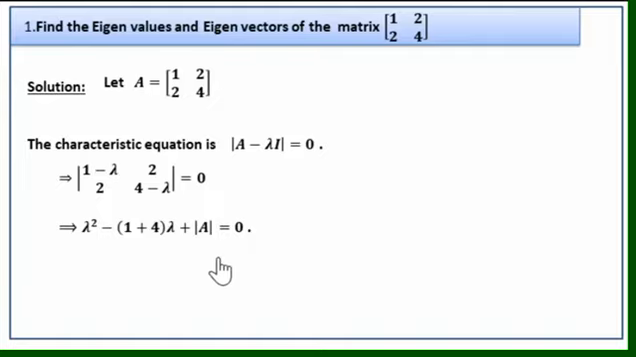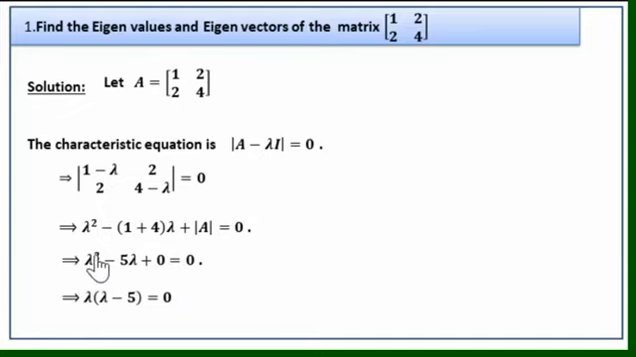Next we write the formula. The characteristic equation is lambda square minus the sum of principal diagonal elements, that is 1 plus 4, times lambda, plus determinant of A equal to 0. Now determinant of A is 1 into 4 minus 2 into 2, that is 0. Then we will get lambda square minus 5 lambda plus 0 equal to 0.